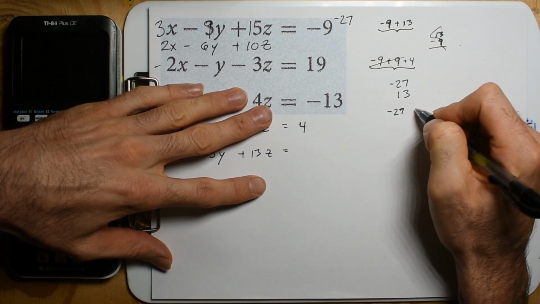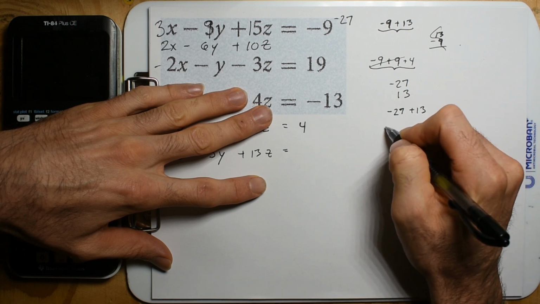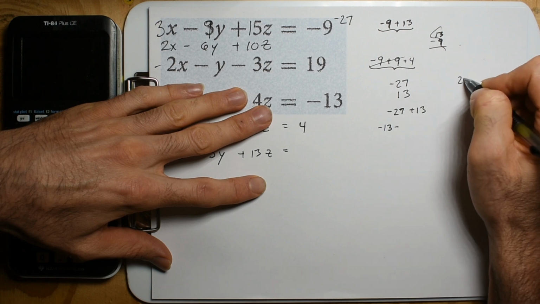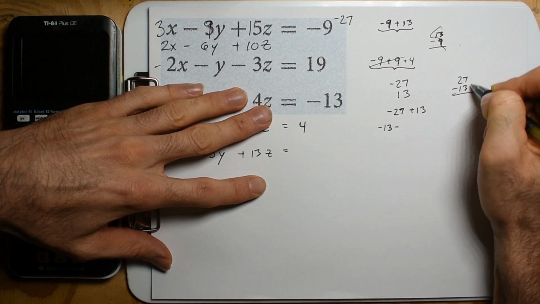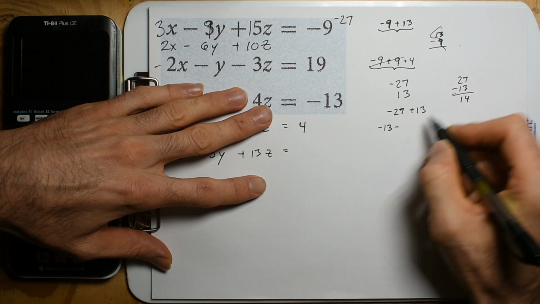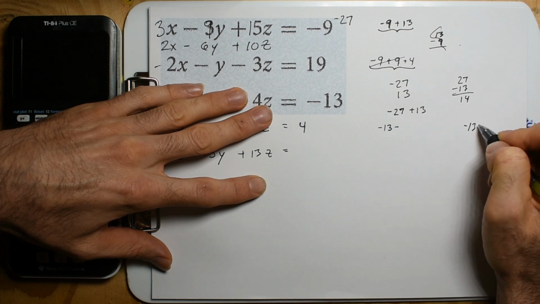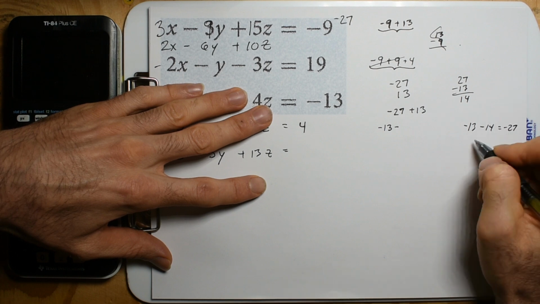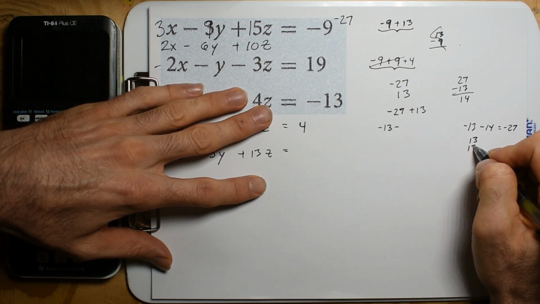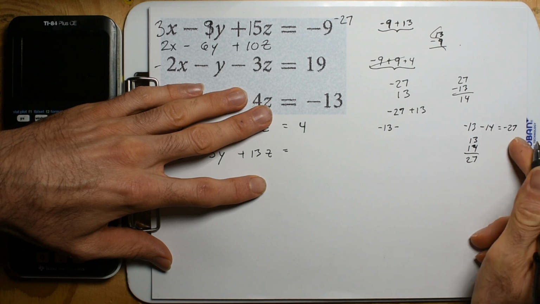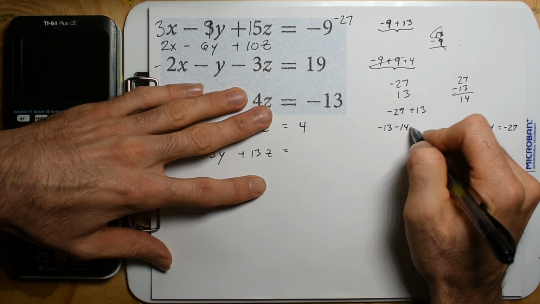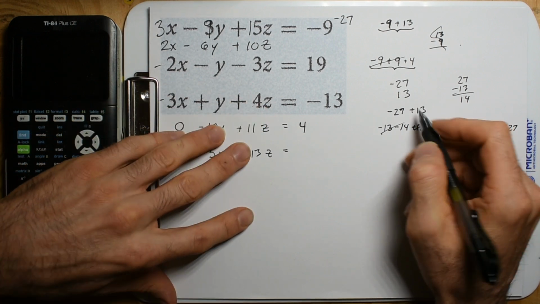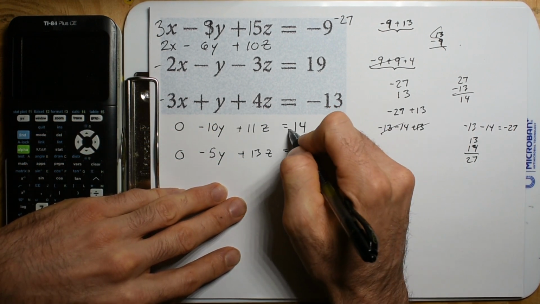Okay, so we have negative 27 plus 13. That's going to be negative 13 minus... So I get it. If I do 27 minus 13, this is going to be 14. So negative 13 minus 14 is negative 27. And I can prove that by saying positive 13 plus positive 14 is 27. So we're going to have negative 13 minus 14 plus 13, and this is going to be negative 14. Sorry about that. So this is negative 14.